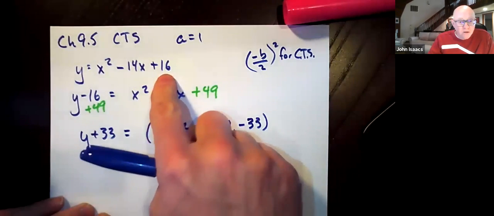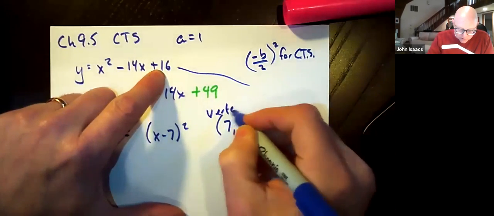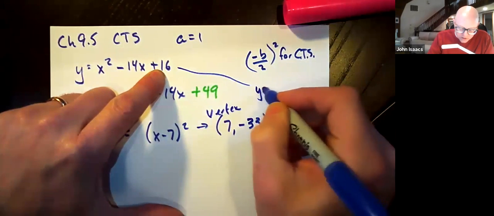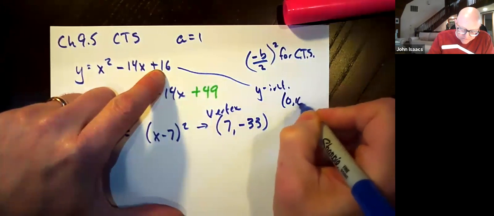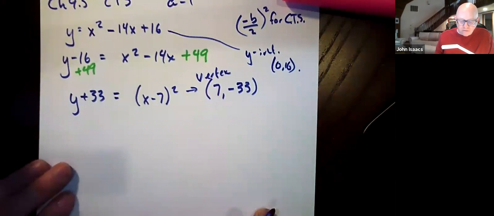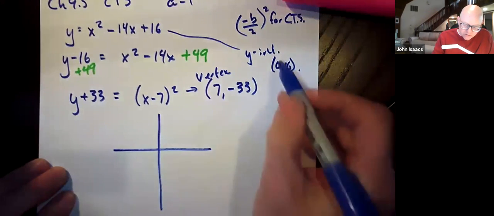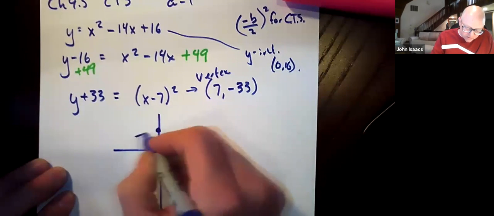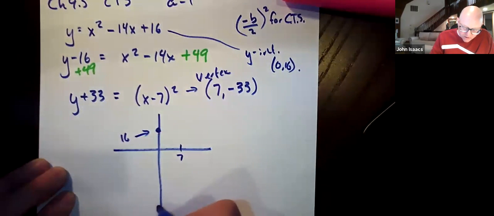We can see from here that our y-intercept, so here's the vertex from this equation. We can see here that the y-intercept is 0, 16. And we can go ahead and create a rough graph of this. Let's see. I'm going to go very rough here. So 16, here's y equals 16. The vertex occurs at 7, negative 33. So there's the vertex, 7, negative 33.